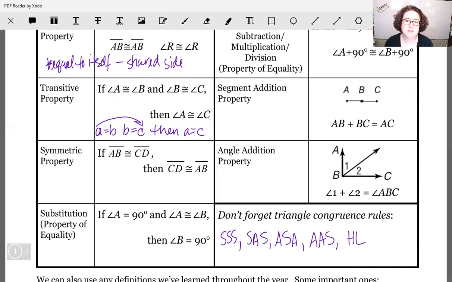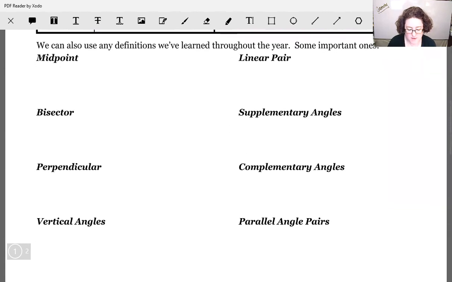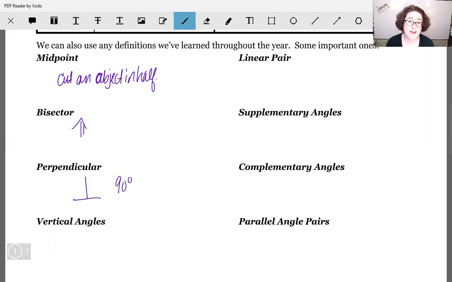There are also some additional definitions, things that we've seen before that might pop up. Some of your definitions: we have midpoint and bisector, which go hand in hand. A midpoint is always going to be in the middle, and it's going to cut an object in half. Technically, a bisector can do the same thing. A bisector will cut a segment in half or an angle in half. We have perpendicular, which we might see with that symbol. It also means that we have things that form 90-degree angles.